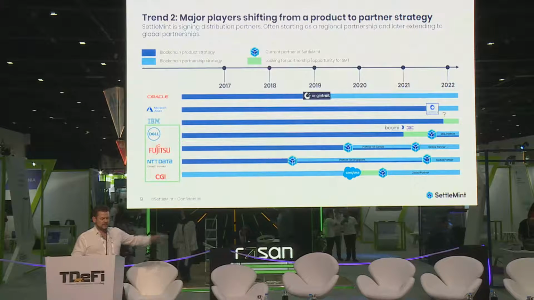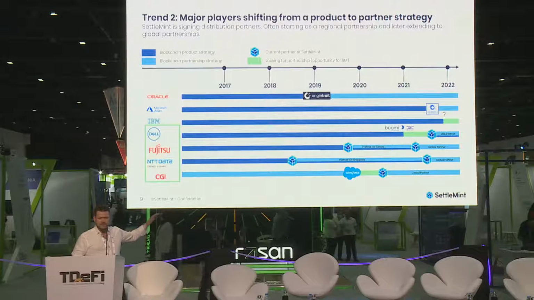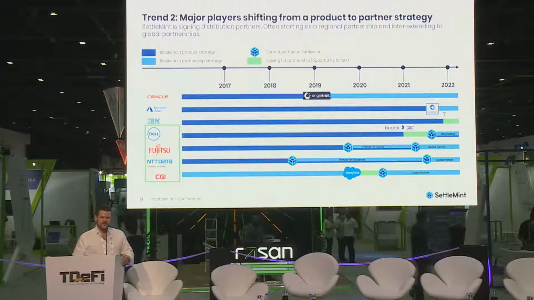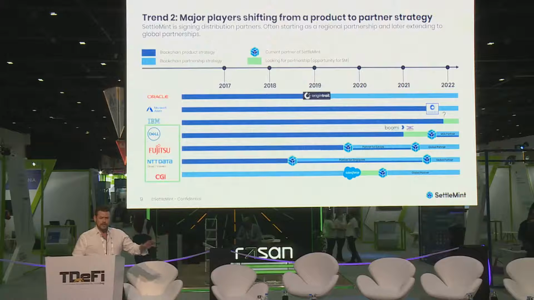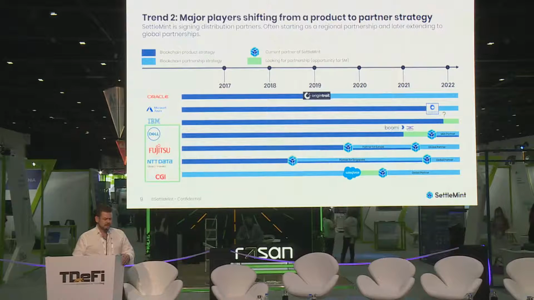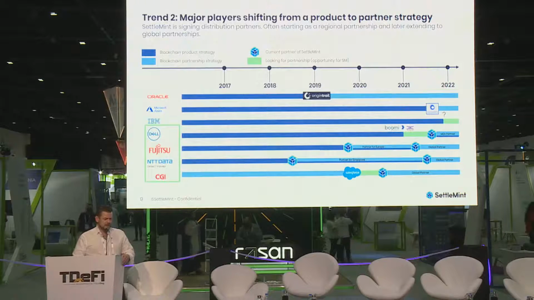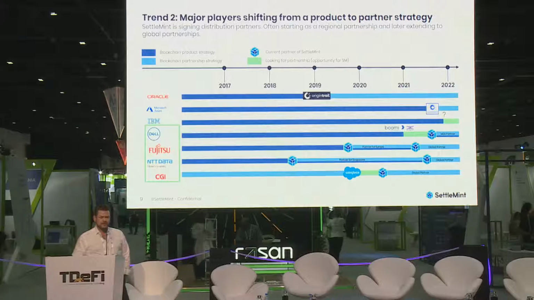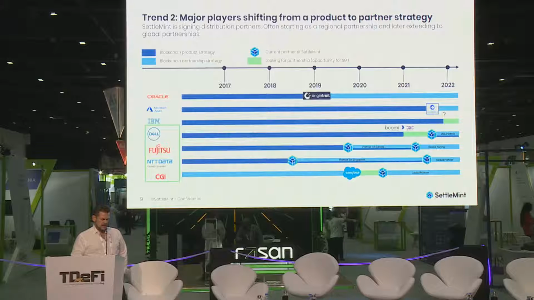And in that wave, we managed to start working with Dell, Fujitsu, NTT Data, CGI. Fujitsu started as a regional partnership for the European region. That's now expanded to global. NTT Data is on the same track, and CGI was working with Salesforce as a blockchain as a service provider. They switched to us about 8 months ago. We're now their global partner for blockchain implementations.